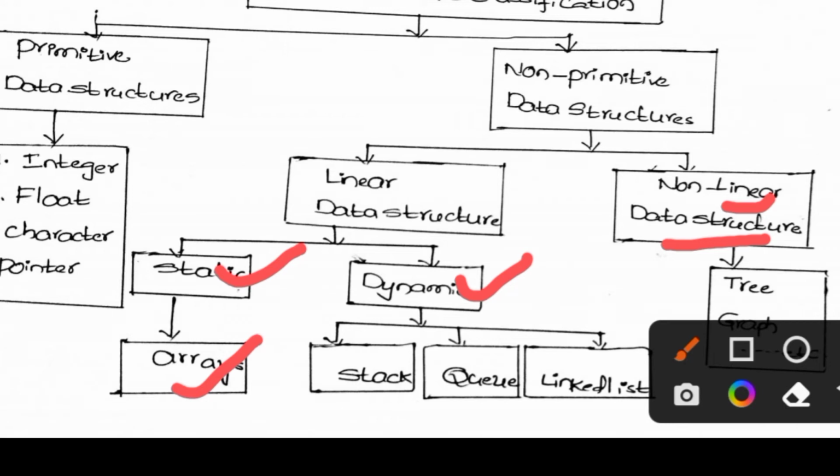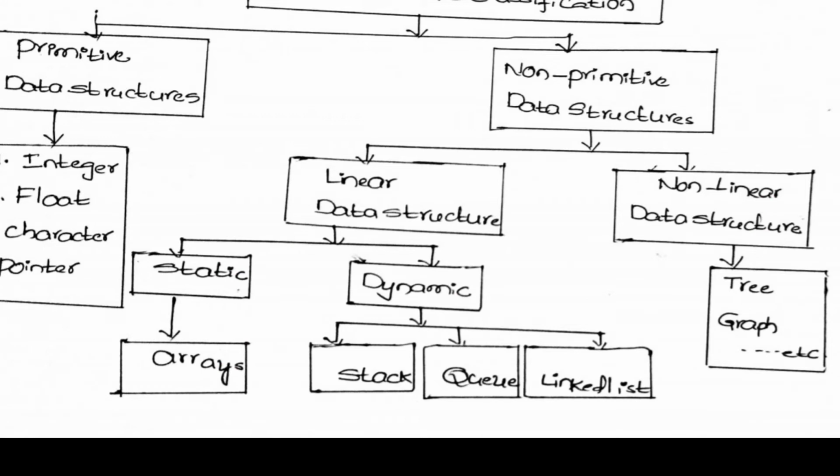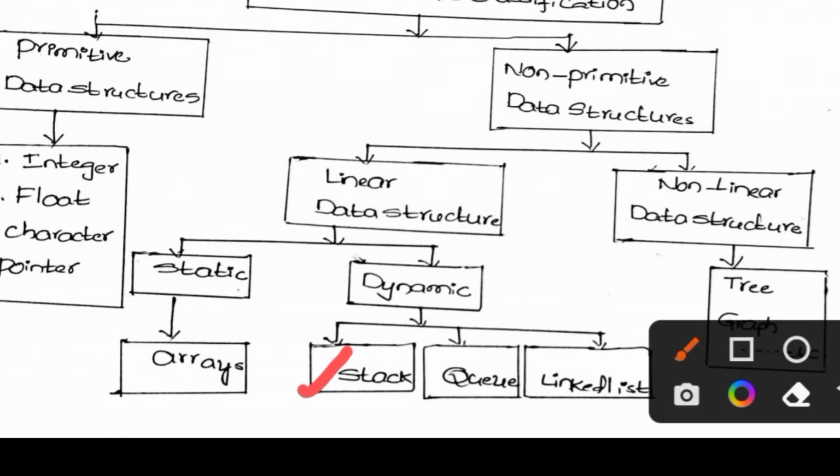Next we are going to learn about dynamic. What is dynamic? Actually, the memory will not be fixed. It will store a collection of information and data, but the memory will not be fixed; it will increase and decrease. Here there are mainly three types. First one is the stack data structure, second one is the queue data structure, third one is the linked list.